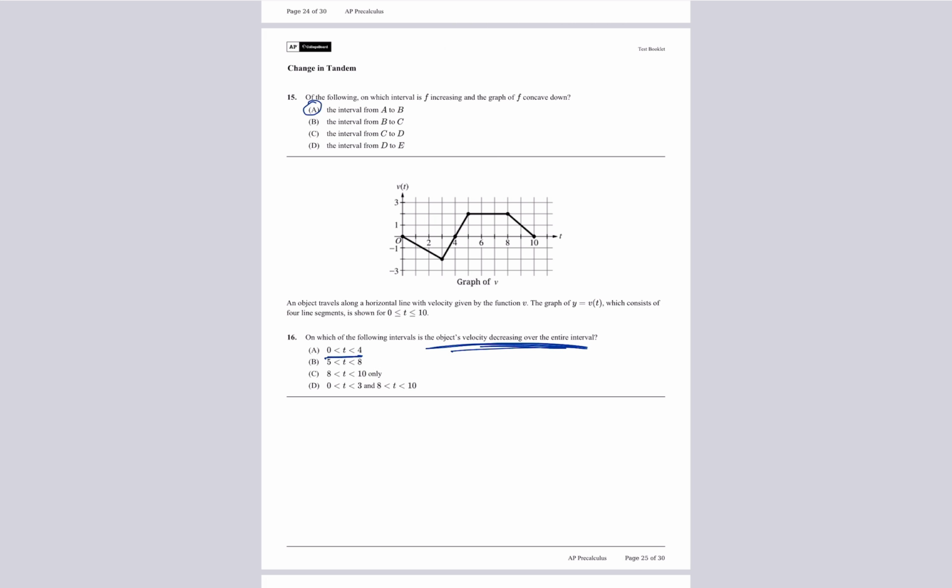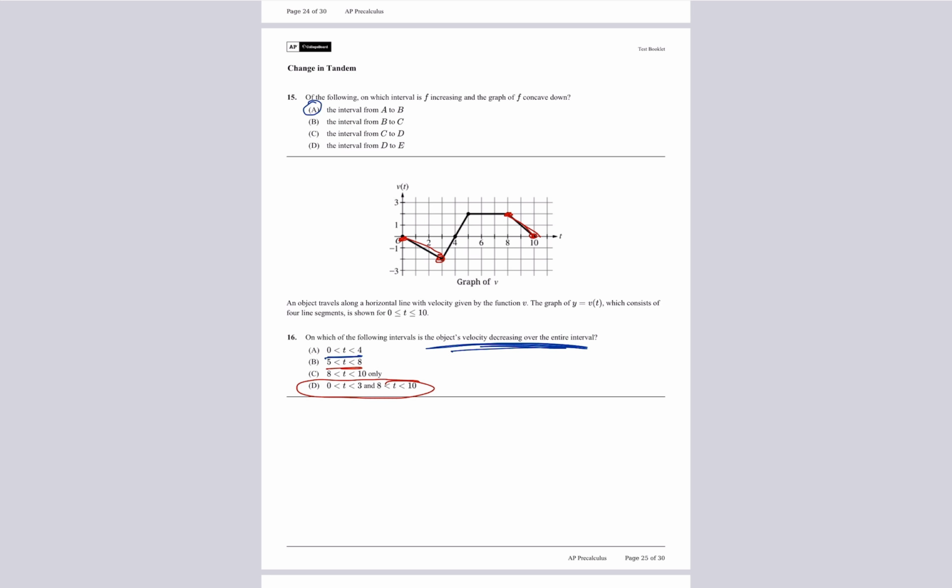And what about 5 to 8? From 5 to 8, it's constant. From 8 to 10, it is decreasing. And that is, in fact, it says 8 to 10 only. You see that? Need to make sure that D is also not true, because from 0 to 3, it is increasing, and this one is also increasing.